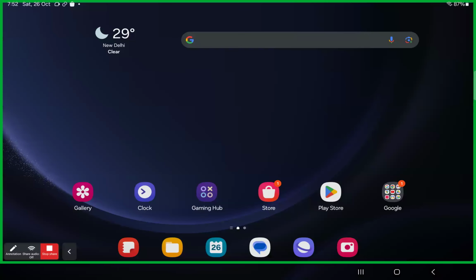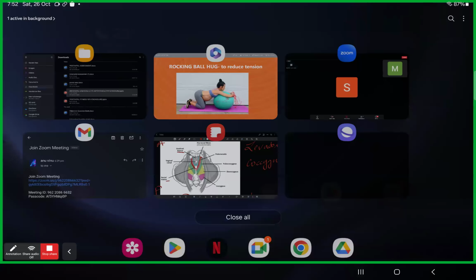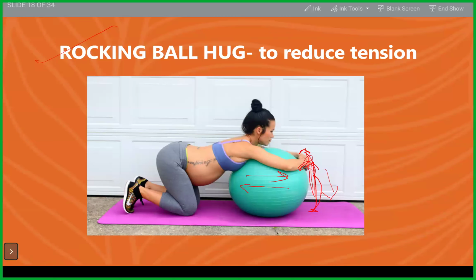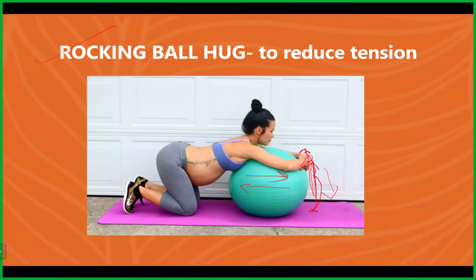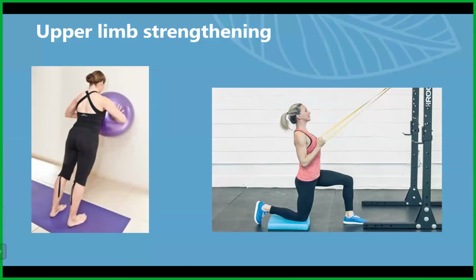So coming back to it, my screen is visible, I hope so. So this is one exercise which is for relaxation. Next, let's see upper limb strengthening.